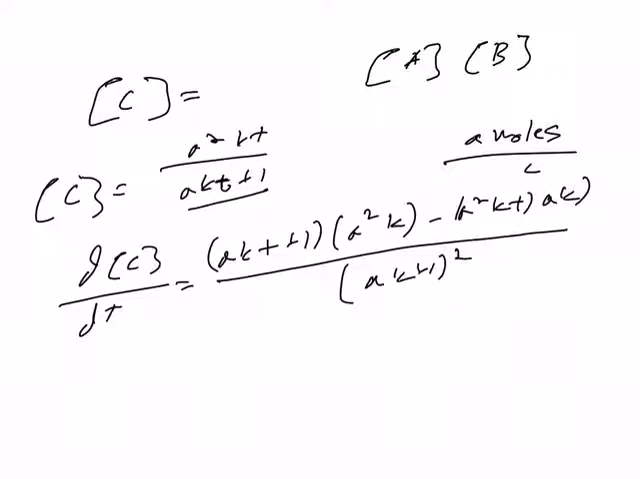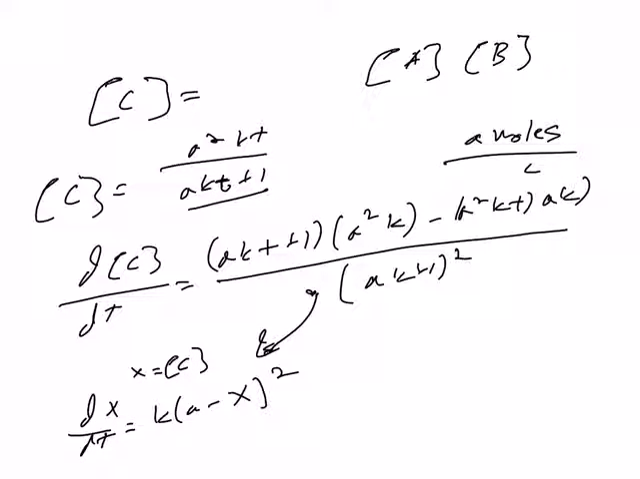And then it says show that if x equals c, then the rate of change of x over time is equal to k times a minus x, squared. Sorry, this would be x, k times (a minus x) squared. So this is just algebraically showing that this and this are the same thing, which I'm not going to do. So now let's do problem 26.